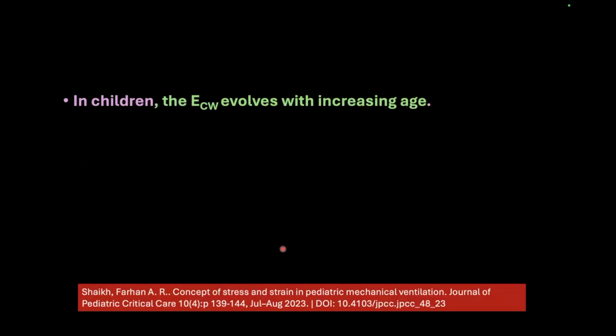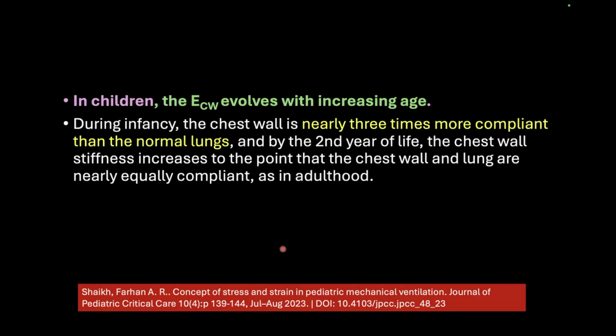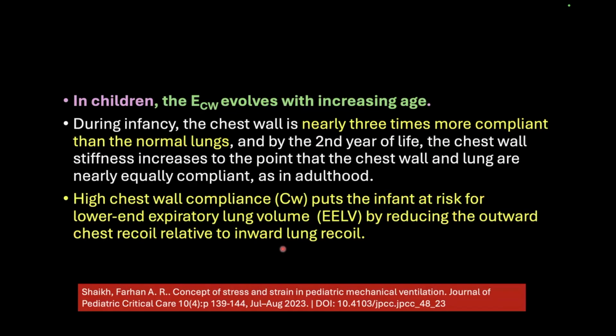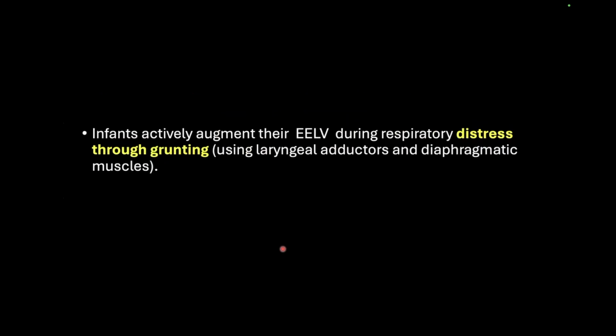In children, the chest wall elastance is very low in the younger age group. That is, chest wall compliance is very high up to the first 1 to 2 years of age, and only after 2 to 3 years of age will the chest wall become stiffer, to the point where the chest wall and the lung are nearly equally compliant. And this is important because if the chest wall is more compliant, it will keep falling on the lung, and the end expiratory lung volume will be lower.